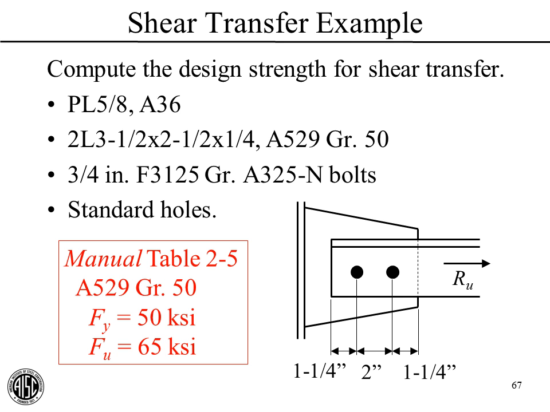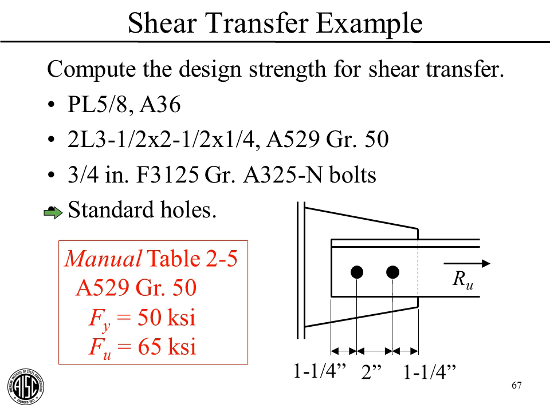Okay, so let's do a little example of this newly clarified method. In this case, we have double angles. They're 1/4 inch thick, A529 grade 50, and they're bolted to a 5/8 inch plate A36. We have 3/4 inch grade A325N bolts, standard holes.